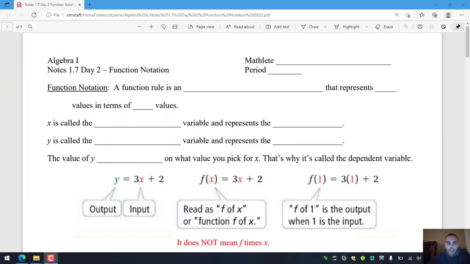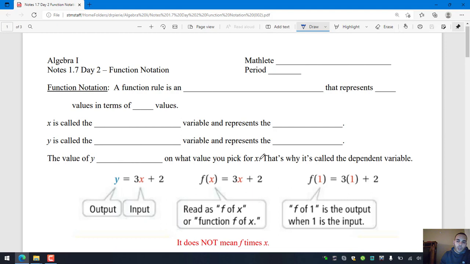All right, guys, so we're going to take a look at section 1.7, day 2, which has to do with something called function notation. So this stuff really isn't all that new. All it really is just a different way to notate or write stuff we've already done before. Okay, but what is function notation?